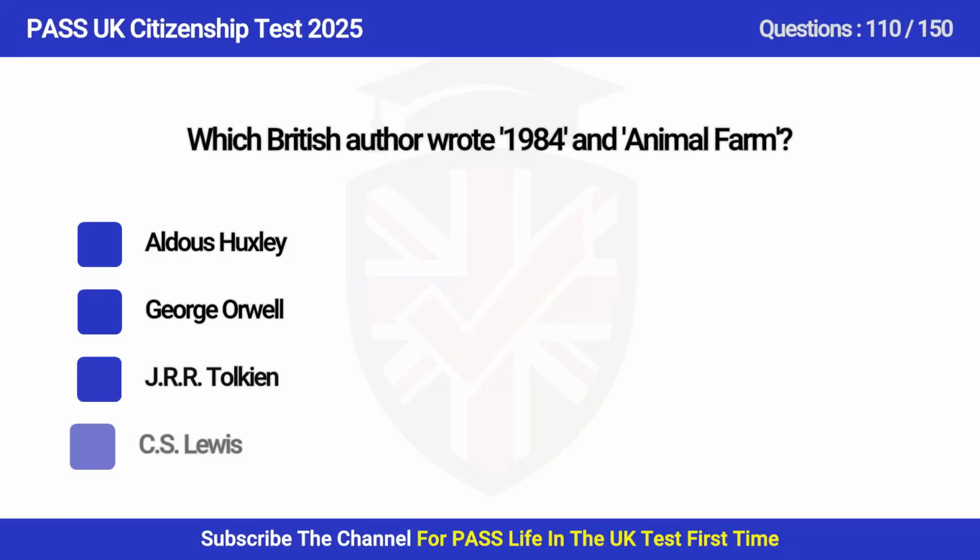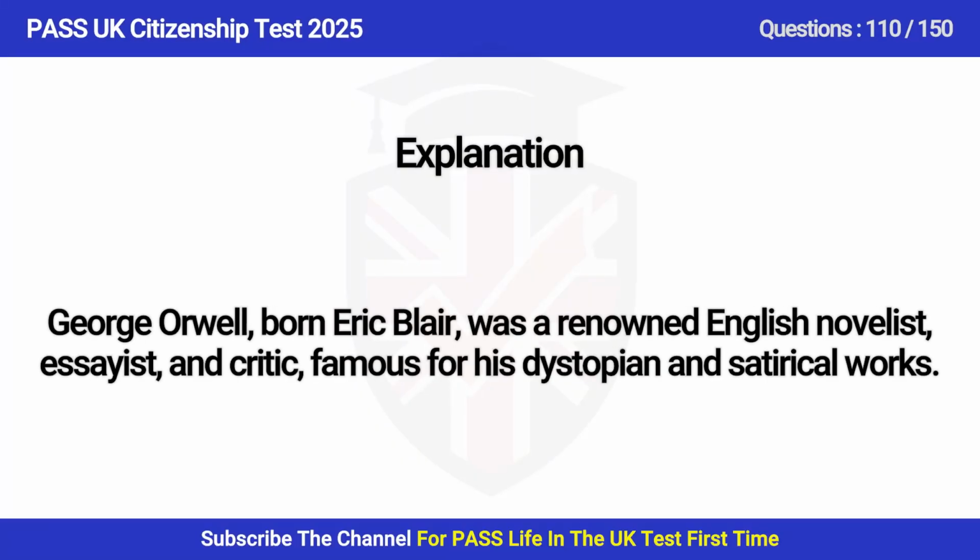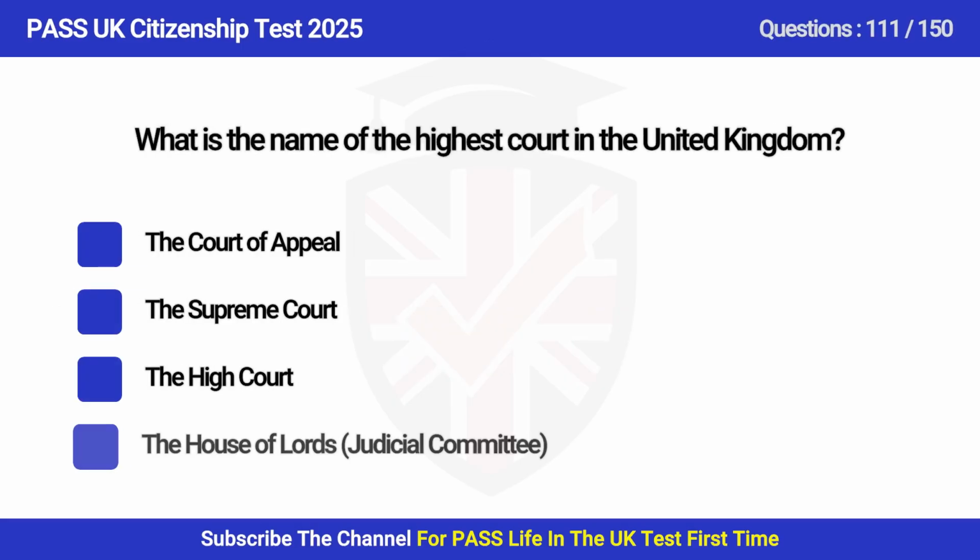Question 110. Which British author wrote 1984 and Animal Farm? A. B. George, C. J.R.R. D. C.S. Lewis. Answer is B. George. George Orwell, born Eric Blair, was a renowned English novelist, essayist, and critic, famous for his dystopian and satirical works. Question 111. What is the name of the highest court in the United Kingdom?